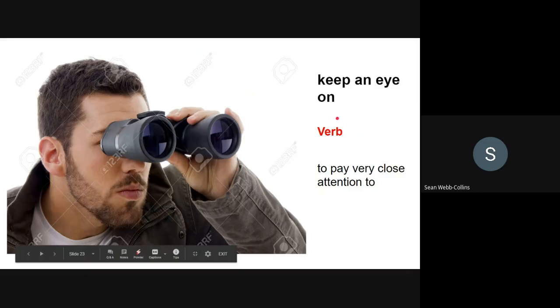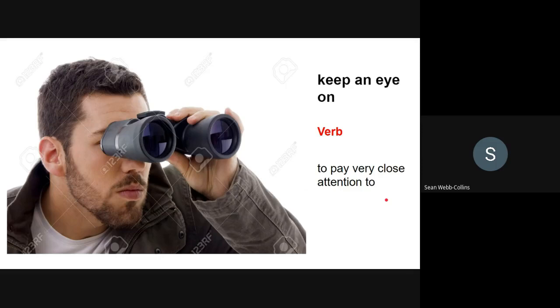Keep an eye on. Verb, to pay very close attention to something. For example, keep an eye on him. I don't trust him. Second example, keep an eye on her condition. She's in critical care.